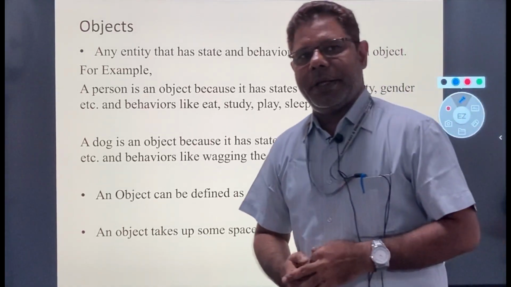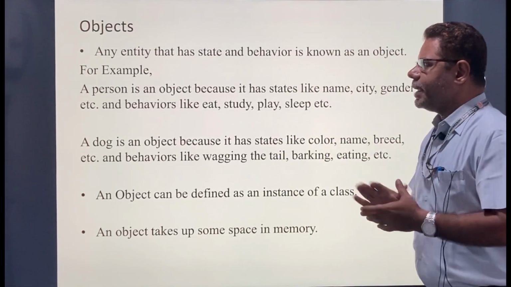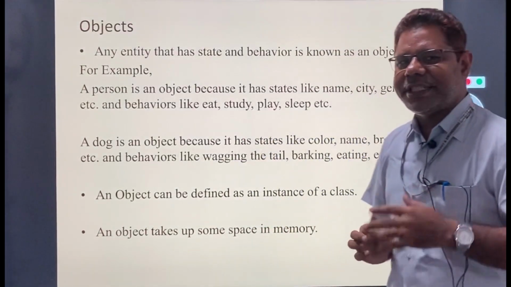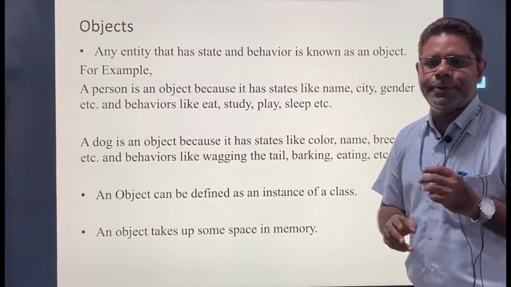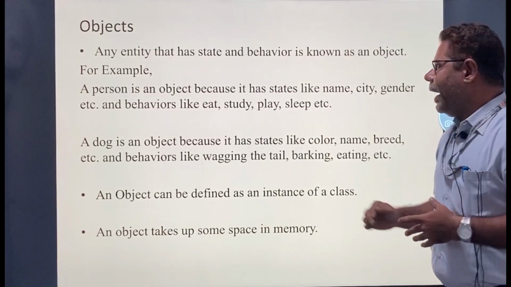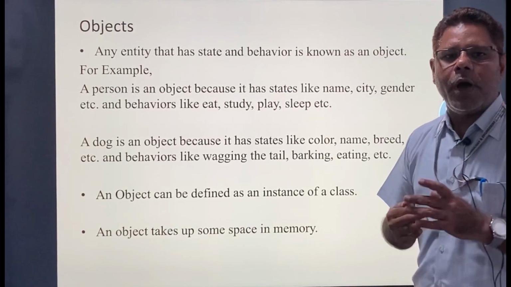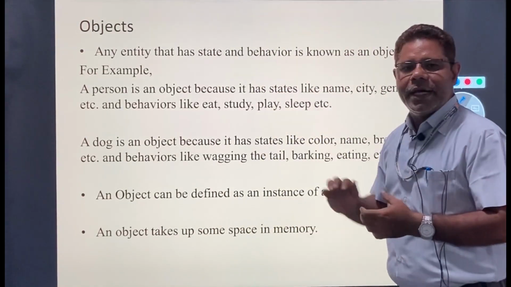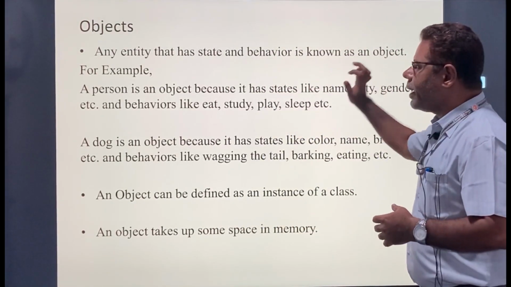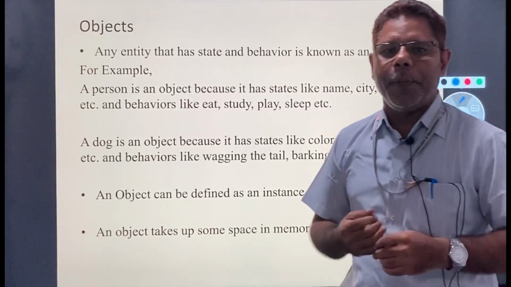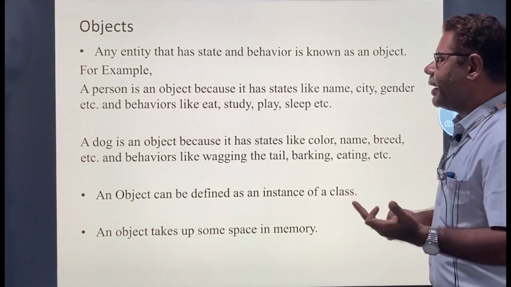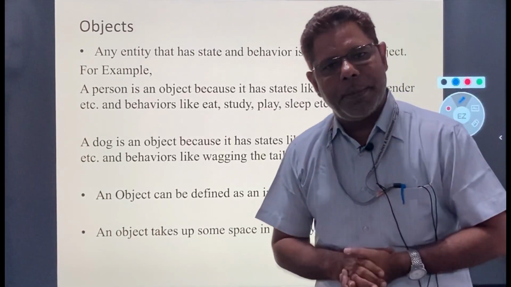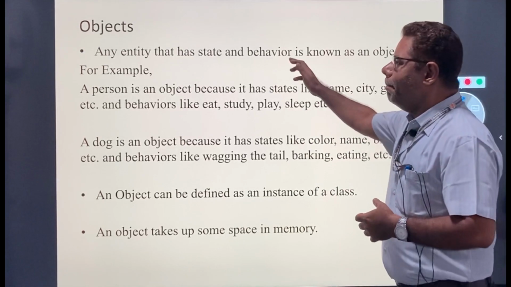Already in the previous session we discussed state and behavior. The state specifies the attributes and the behavior specifies what can be done on the attributes. So an entity that has state and behavior is known as an object. That means an object contains some attributes and some methods.